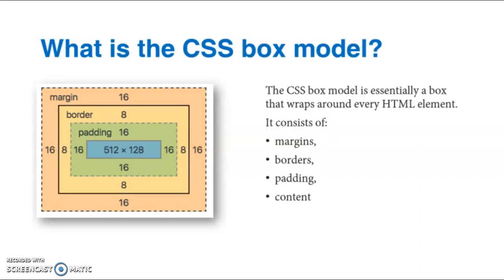What is the CSS box model? The CSS box model is essentially a box that wraps around every HTML element. It consists of margins, borders, padding, and the actual content. All HTML elements can be considered as boxes. In CSS, the term box model is used when talking about design and layout.